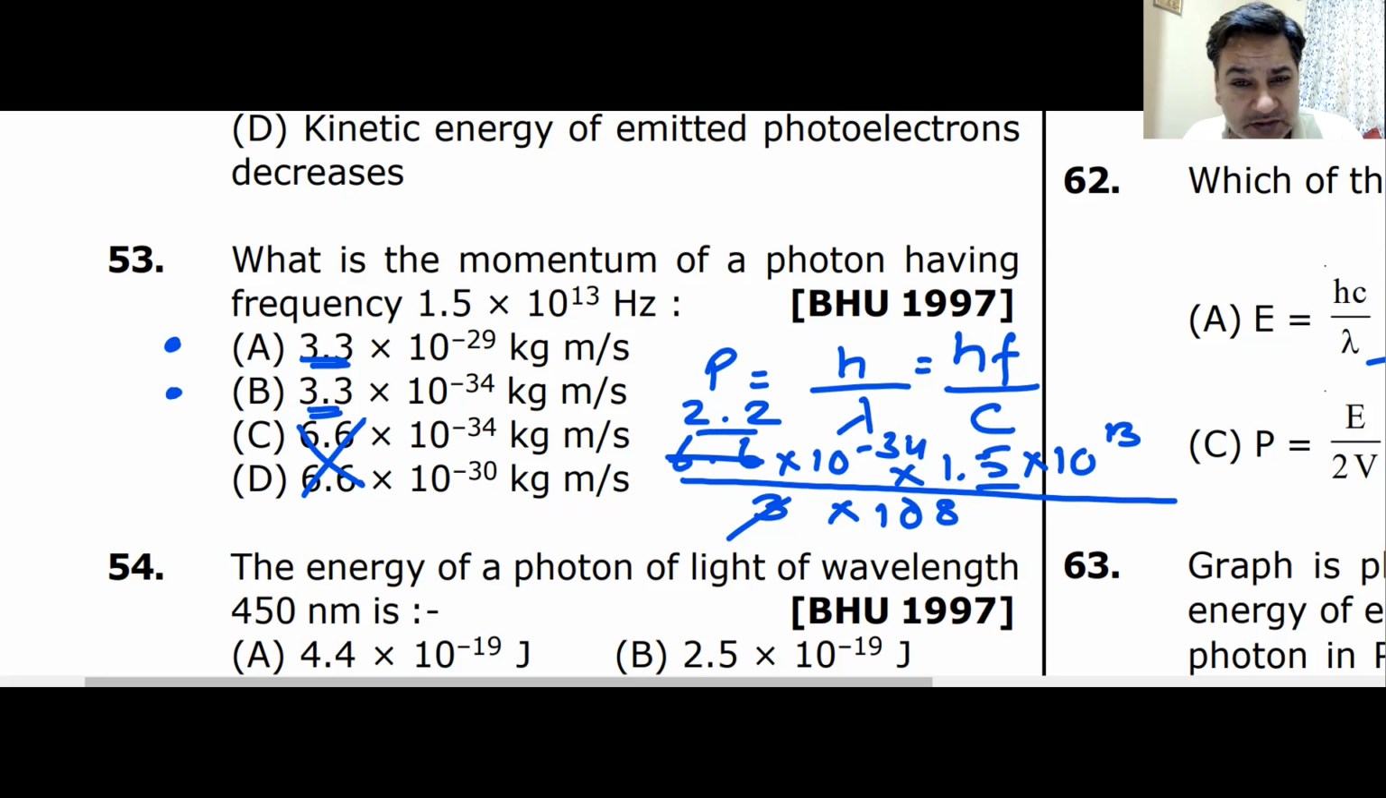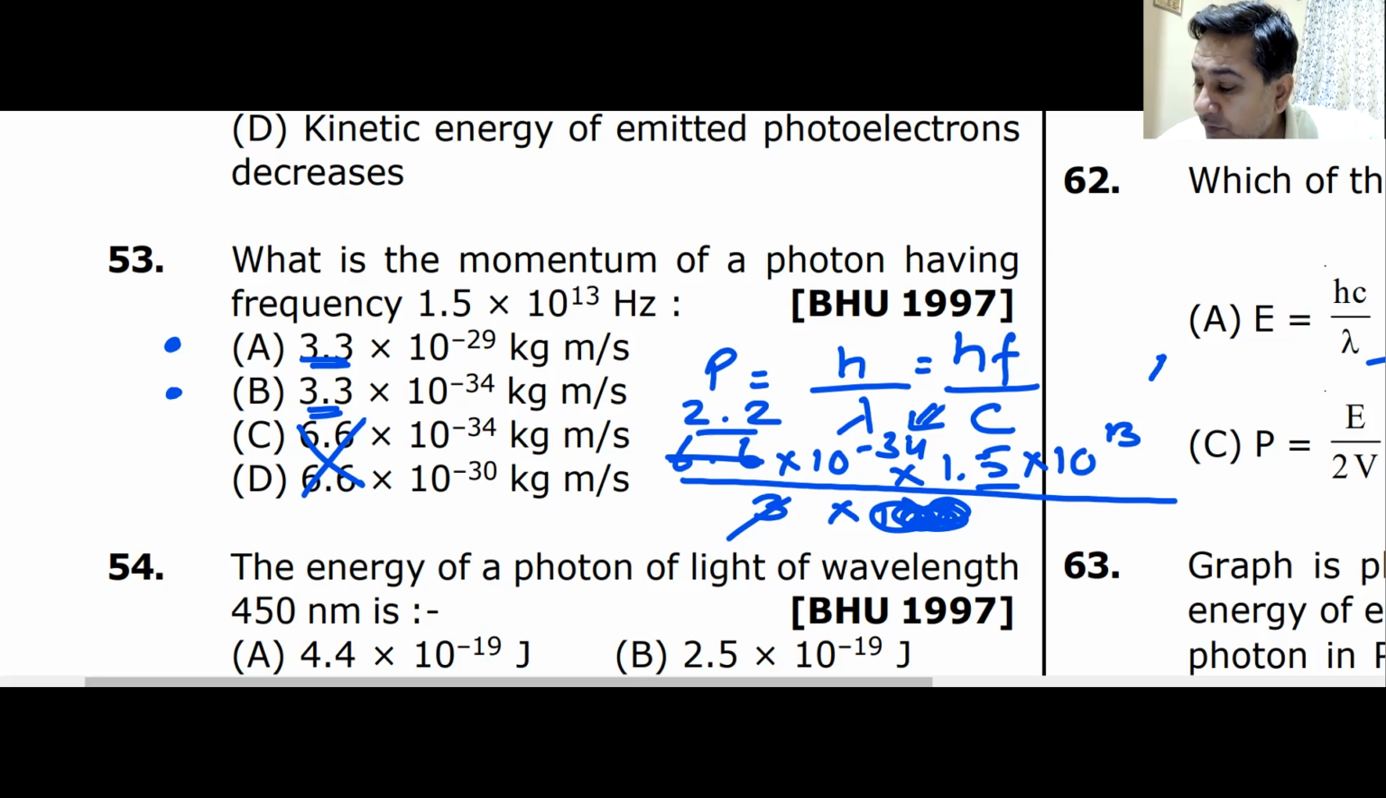The only problem is with whatever is on top of 10. It's very simple. This is 10 raised to the power minus 34. When this 8 comes on the top, it will become minus 8. Yes or no? Yes, sir. So minus 34 minus 8 becomes minus 42. Yes or no? Yes, sir.